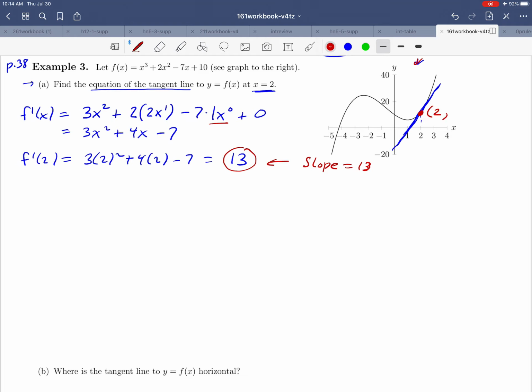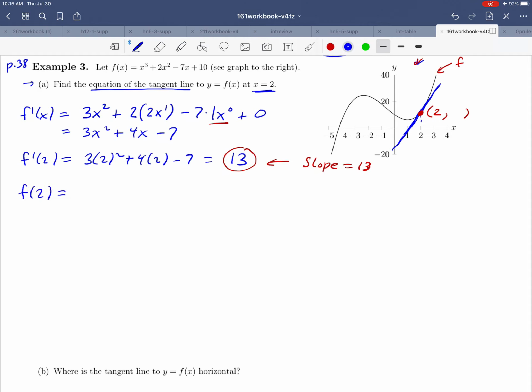Well, we can kind of see from the picture that the x-coordinate is 2. How would we figure out what the y-coordinate is there? Well, there we can use the fact that that point happens to be on the curve f that we started with. So we can figure out what the y-coordinate is by just substituting 2 into our function.